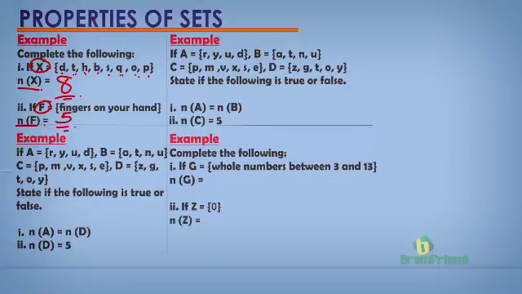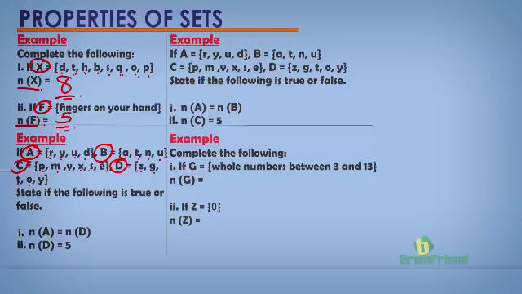Let's take a look at another example. If A is the set that has elements R, Y, U, and D, B is the set that has elements A, T, N, and U, C is the set that has elements P, M, V, X, S, and E, while D is the set that has elements Z, G, T, O, and Y. State if the following is true.